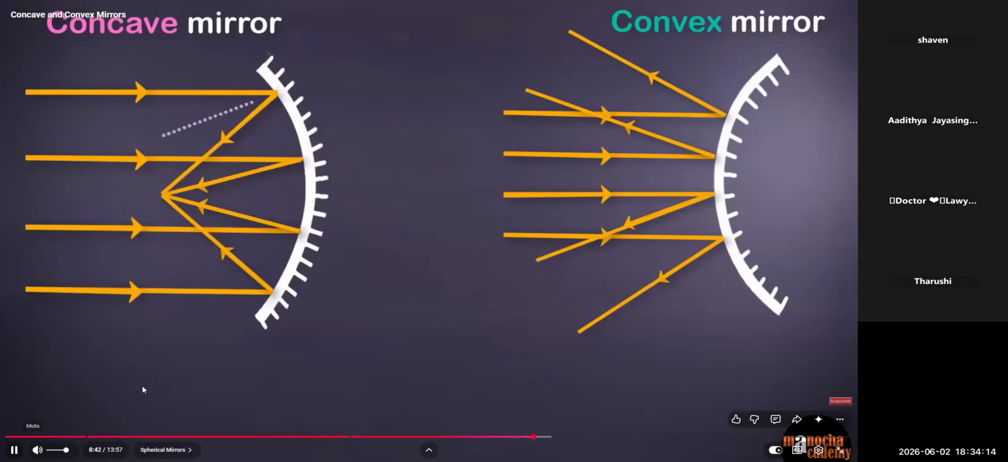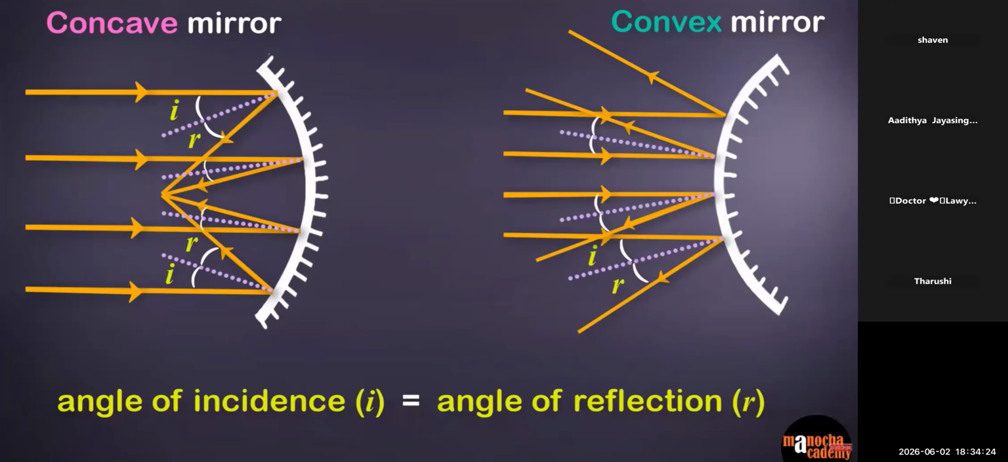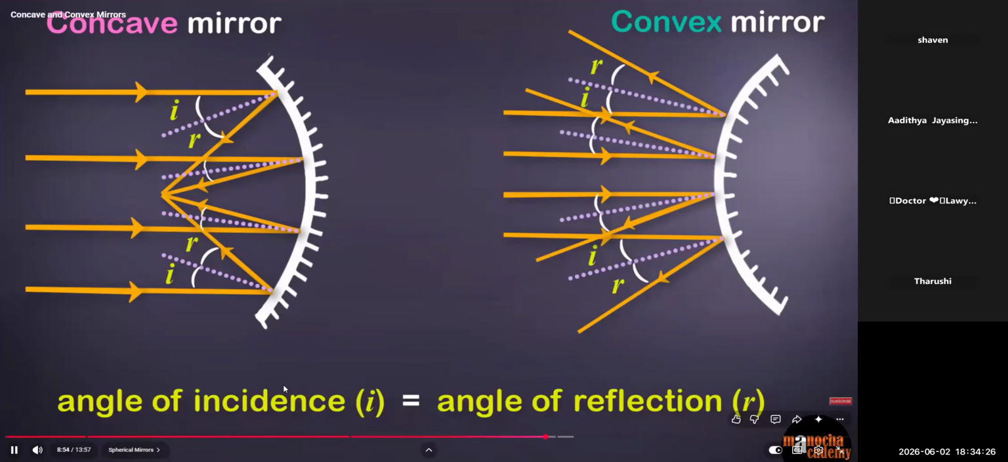If you draw the normals at each of the points of incidence for the light rays, the angle of incidence is always equal to the angle of reflection. But the concave and convex mirrors have a converging and diverging action because of their curved shape. It's due to their curvature that the light rays reflect in this manner.